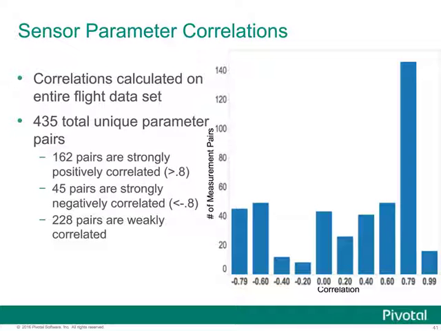So here's a chart of the distribution of the correlations between sensor pairs. There were a total of 435 distinct unique parameter pairs. And we see that 168 pairs of these are strongly positively correlated, and about 230 pairs are weakly correlated.